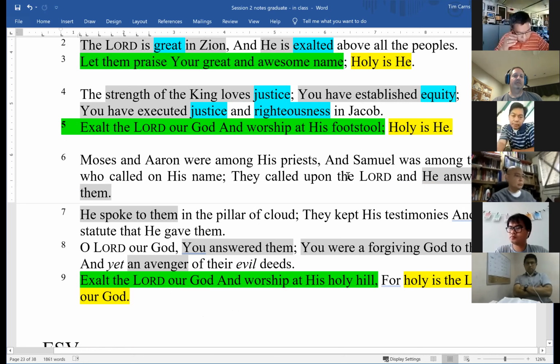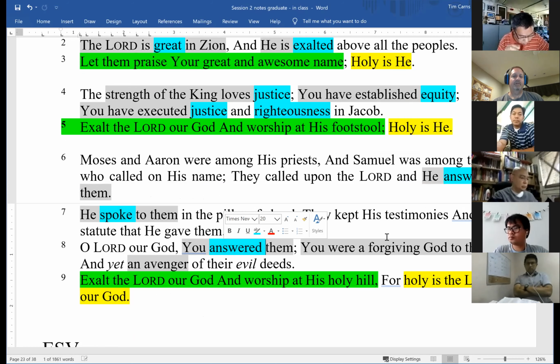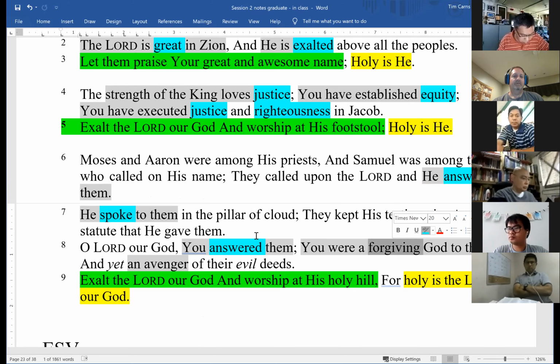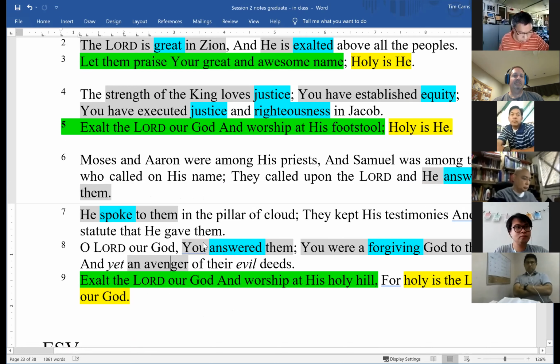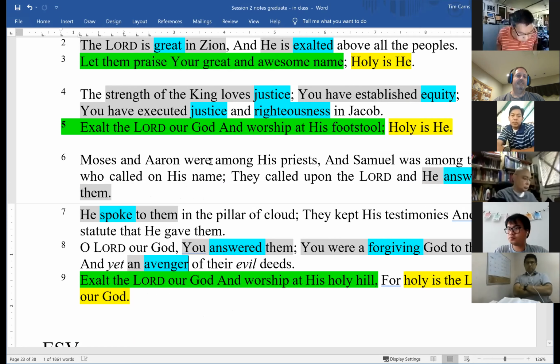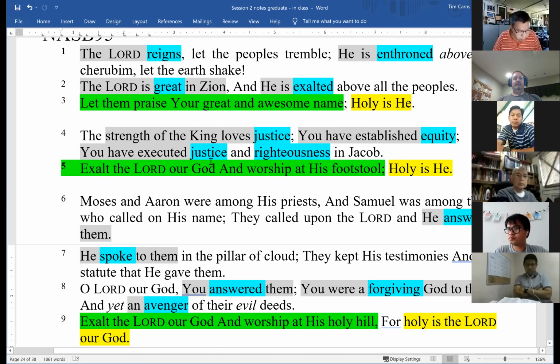And then as we look at the last stanza, we have this idea of God answered. God spoke. God's relationship. Answered. Forgiving. Avenger. Yeah, do you see that? There are 3 distinct themes, focuses here. The first stanza is focusing on his greatness. The second stanza on his justice. The third one on his dealing. He's dealing with Israel, maybe his mercy, something like that.